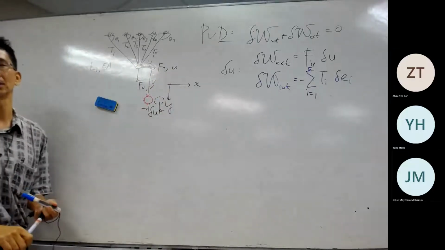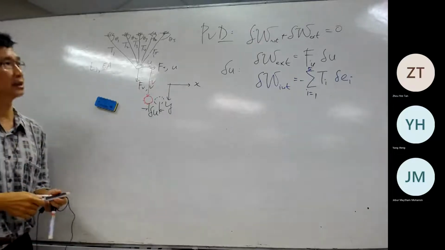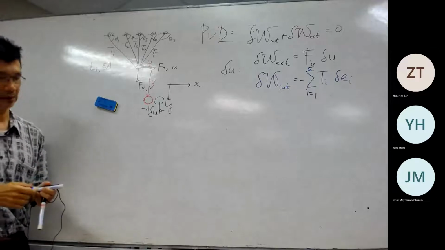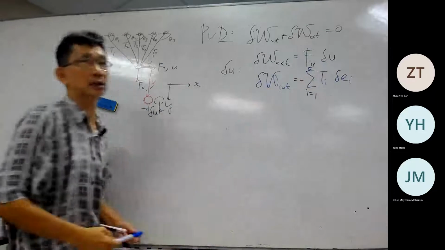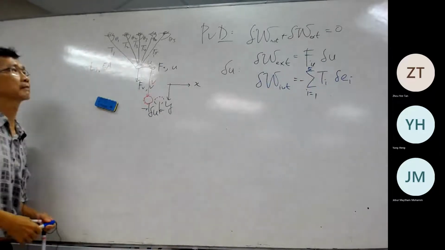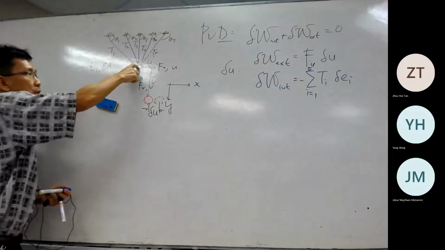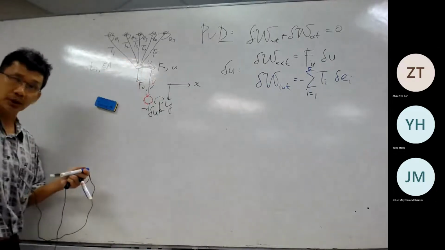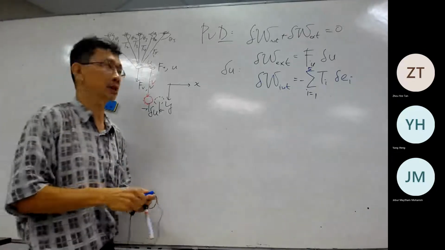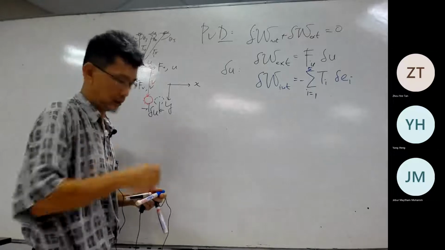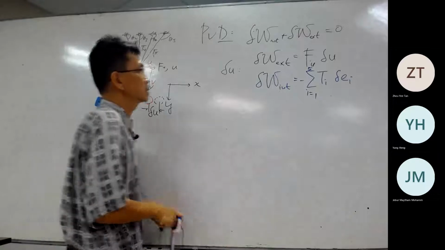Now, if you apply PVD, then this one plus this one we make equal to 0. But now you have delta e i and delta u, and they must be related so that all these members still stay together. And how do we relate them? Remember in our class on theory of elasticity, we have compatibility relations.